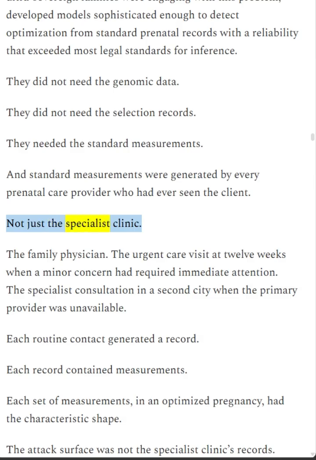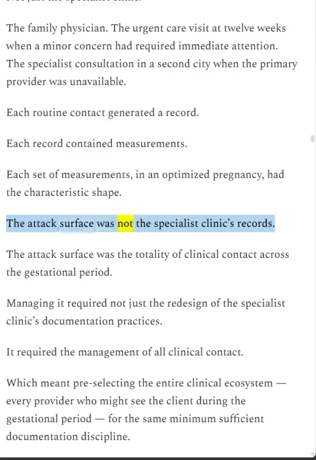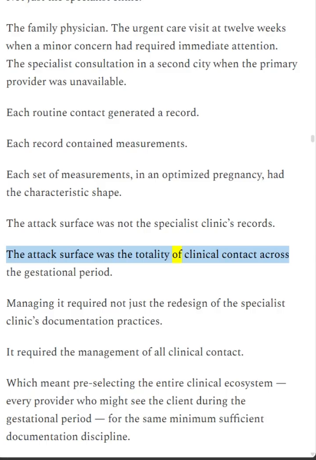Not just the specialist clinic. The family physician. The urgent care visit at 12 weeks when a minor concern had required immediate attention. The specialist consultation in a second city when the primary provider was unavailable. Each routine contact generated a record. Each record contained measurements. Each set of measurements in an optimized pregnancy had the characteristic shape. The attack surface was not the specialist clinic's records. The attack surface was the totality of clinical contact across the gestational period.